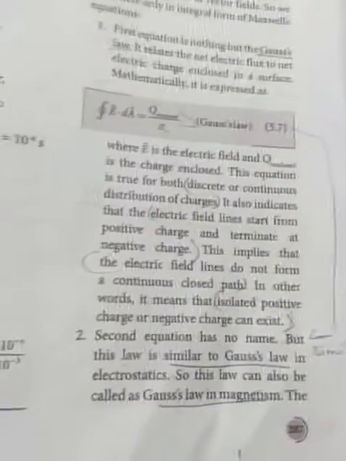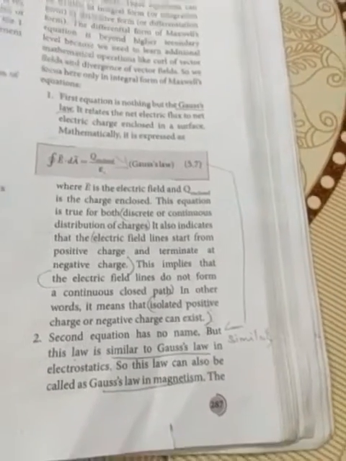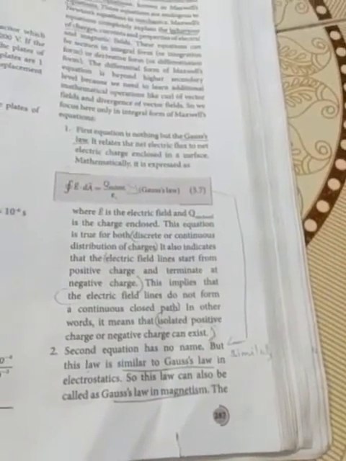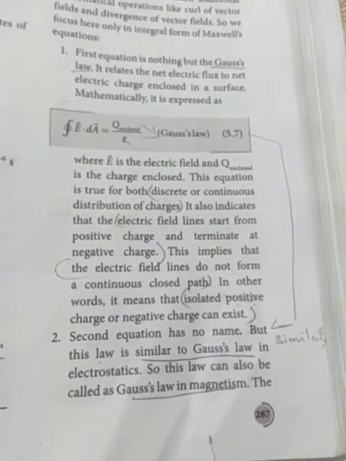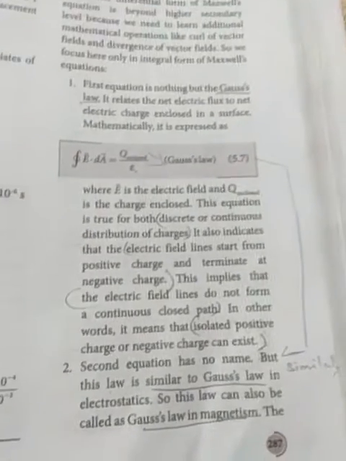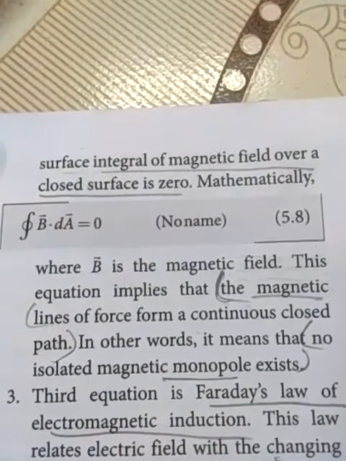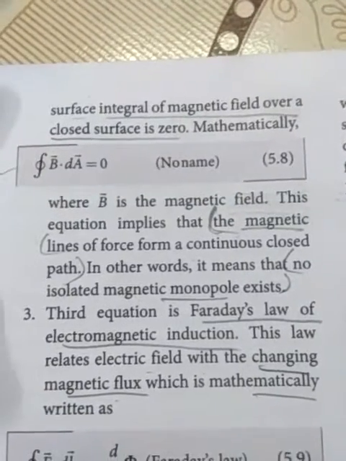Next, the second equation has no name, but this law is similar to Gauss law in electrostatics. It can be called Gauss law in magnetism. The surface integral of the magnetic field over a closed surface is 0.